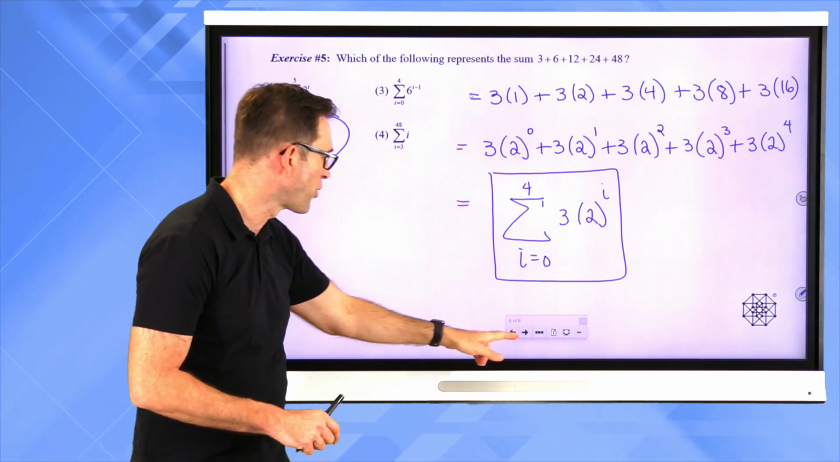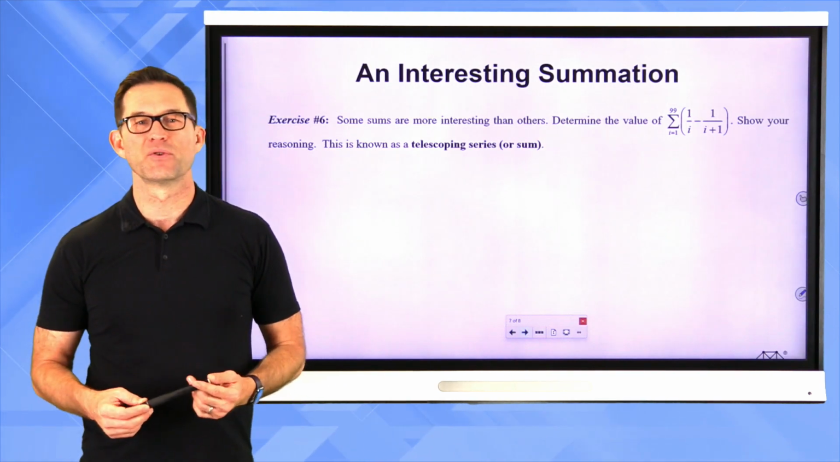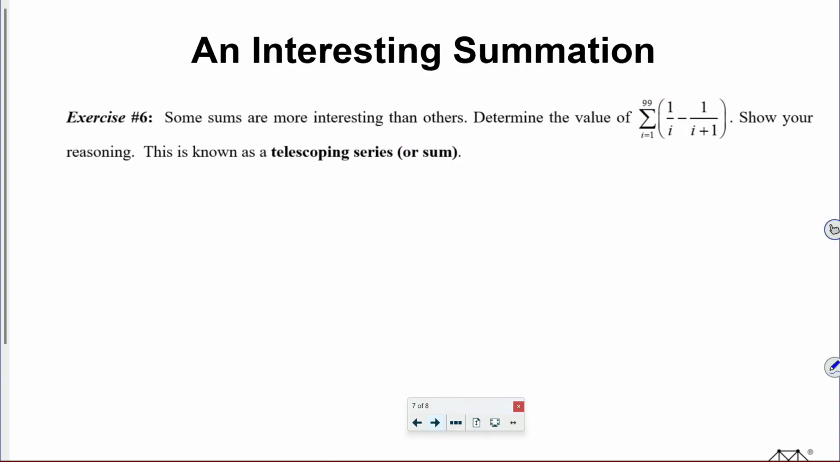All right, let's do one more problem. An interesting summation. Exercise number 6. Some sums are more interesting than others. Determine the value of the summation as i goes from 1 to 99 of 1 divided by i minus 1 divided by i plus 1. Show your reasoning. This is known as a telescoping series or sum.